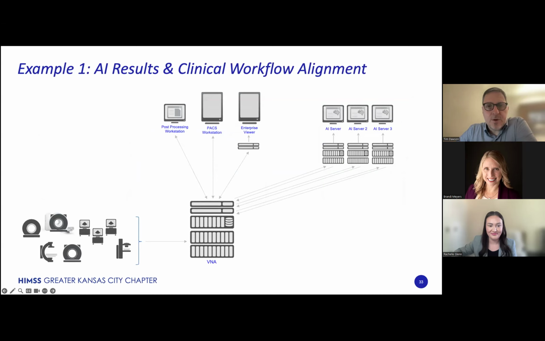And the first example here is AI results. Now, when imaging AI was first rolled out, each vendor had their own solution. So off to the side, you see 3 servers, each with their own web viewers attached to that. This smells an awful lot like our original PACS systems, doesn't it? History doesn't exactly repeat itself, but it sure does rhyme.